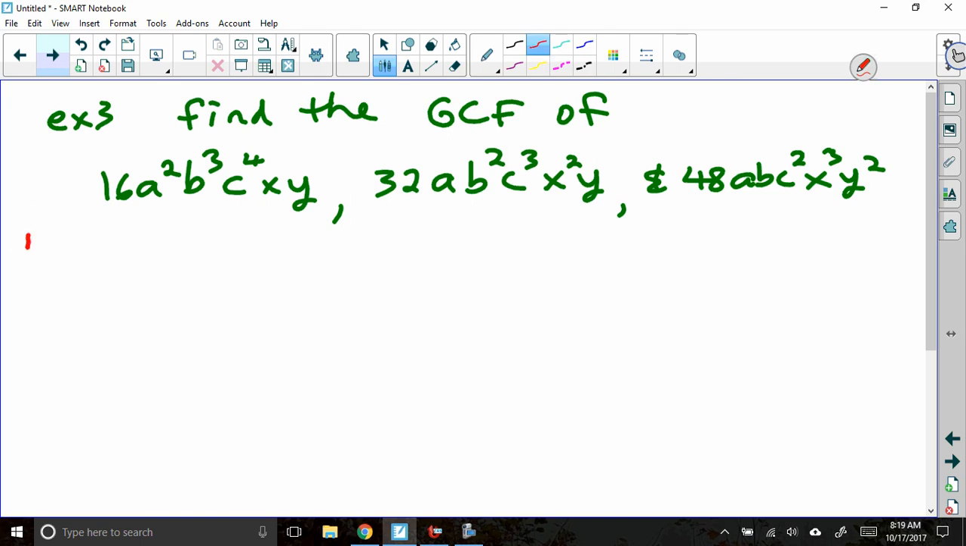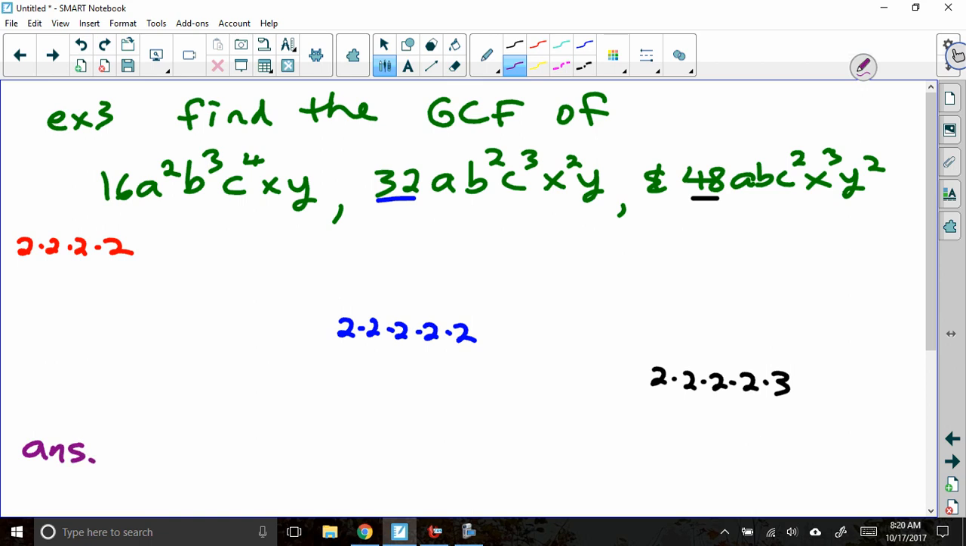So we got 16, which breaks down into 2 times 2 times 2 times 2. I'm just going to look at the numbers for now. If I go to 32, 32 is going to be 2 times 2 times 2 times 2 times 2. And if I look at 48, 48 is 2 times 2 times 2 times 2 times 3. So from a numeric perspective, as far as just the numbers go, what's the GCF? 16, right? 2 times 2 times 2 times 2. So our answer then numerically is going to be 16.